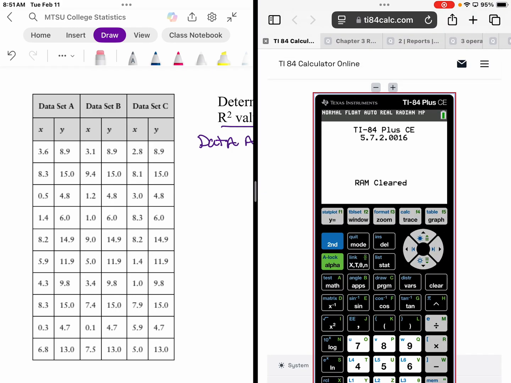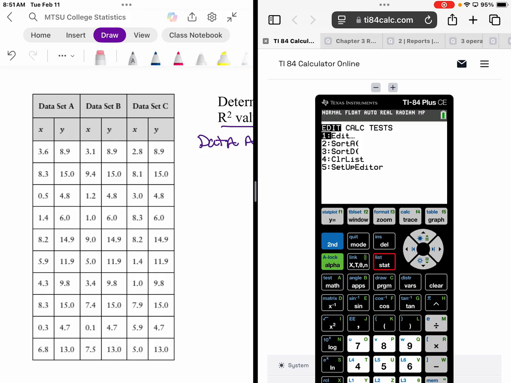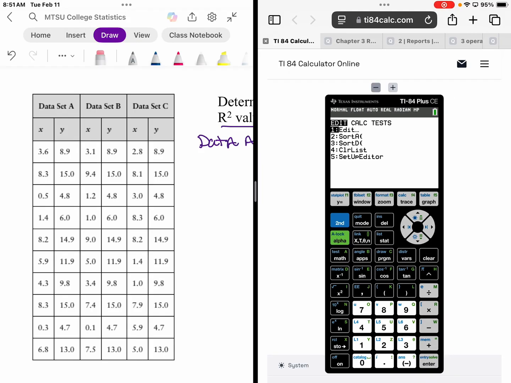So I'm going to go back into the calculator, hit stat, hit enter on edit, and start typing in. I'm going to do X as L1 and Y as L2. So now we're just going to be careful typing stuff in. I'm going to do one line at a time.